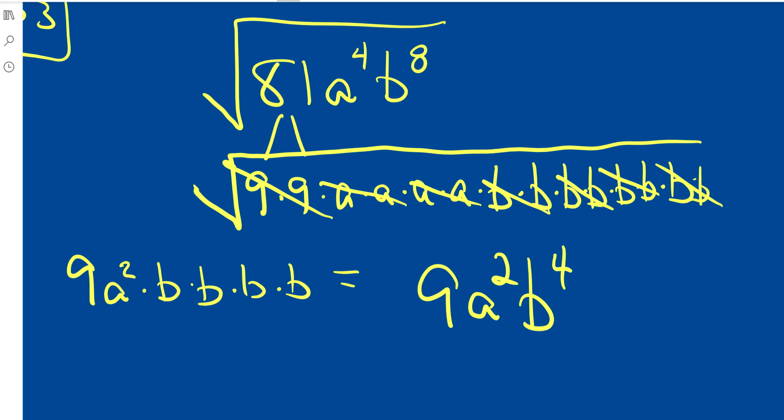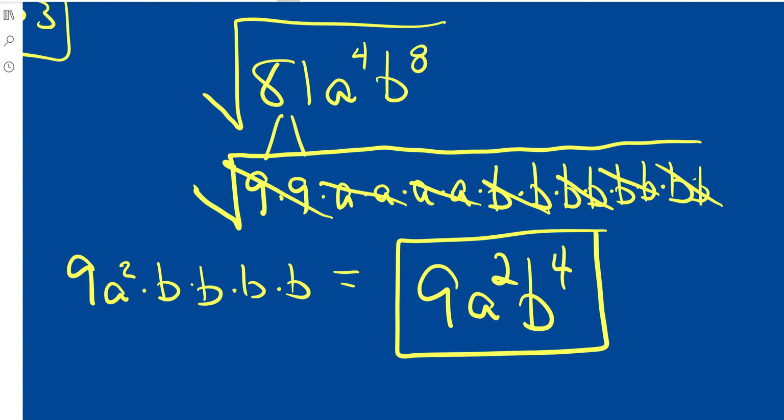Okay? And that's it for now. You'll see a shortcut here after a while where you can use division, but I'm not going to tell you that right now. I want you to explore this and get the notion of what's going on, a deeper, richer understanding. Okay, next is a cube root. I'll be right back.